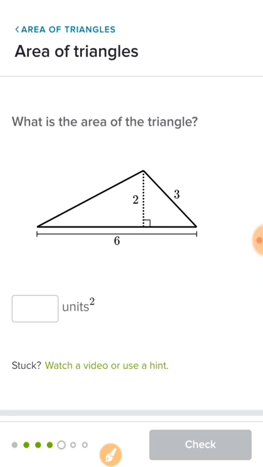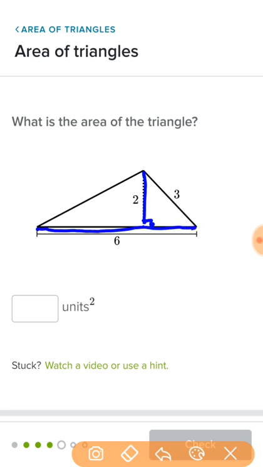So here's another triangle. Again, here's my right angle. So that means that this line here and this line here will represent my base and height. And that means that this side right here is not relevant. So the area is half of the base times the height. And again, this is always available on the reference sheet.